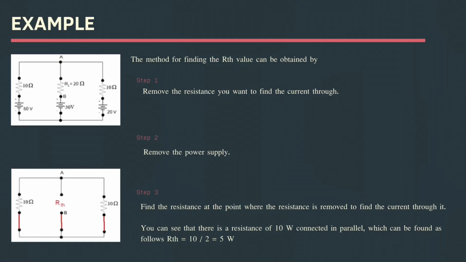and step 2. Remove the power supply, and step 3. Find the resistance at the point where the resistance was removed. You can see that the resistances of 10 connected in parallel can be combined to give 5. So RTH is equal to 10 divided by 2, equal to 5.